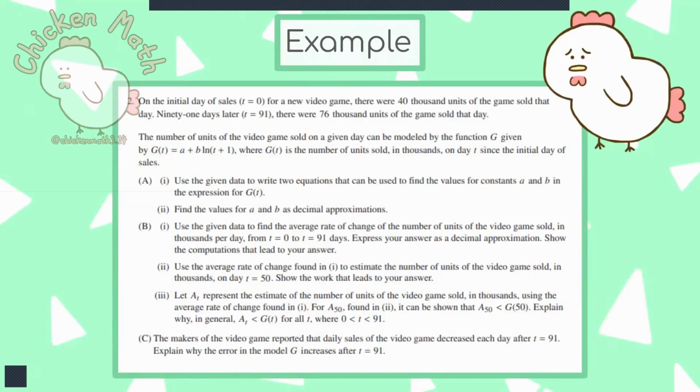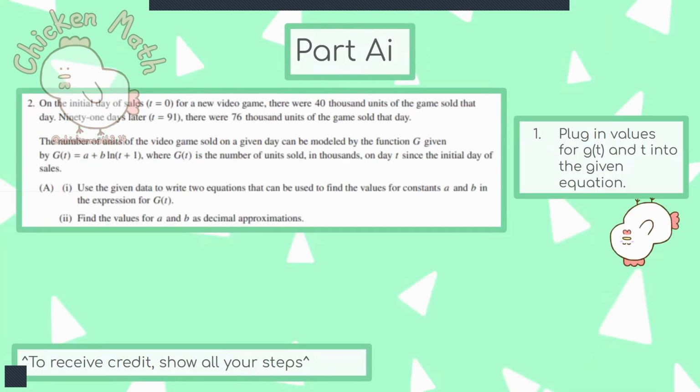So this is the FRQ we are going to be going over in this video. You can pause and do it yourself if you'd like. All right, so this is part A1, and first let's just take a look at the question. On the initial day of sales, t equals 0, for a new video game, there were 40,000 units of the game sold that day. 91 days later, t equals 91, there were 76,000 units of the game sold.